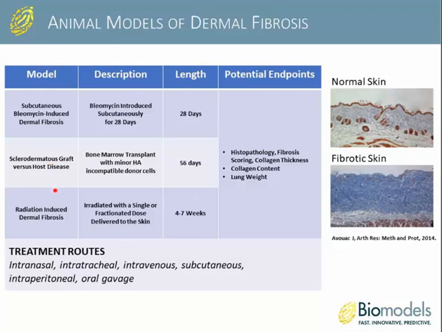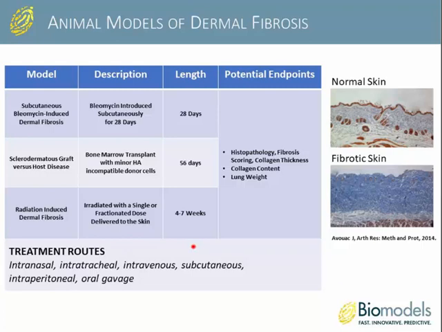Additionally, we have a sclerodermatous graft versus host model that is driven by bone marrow transplant with a minor histocompatibility allele in compatible donor cells. This study runs a bit longer, about eight weeks. And then additionally, we have a radiation-induced dermal fibrosis model that we will not be showing any data from today.